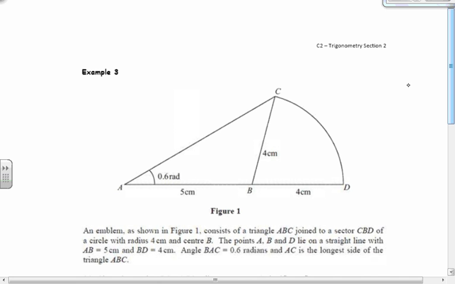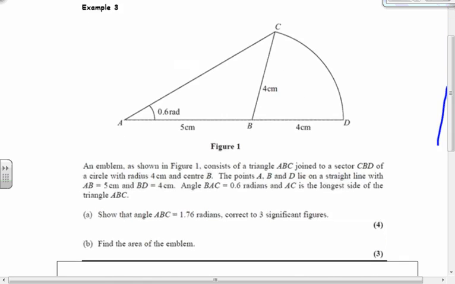C2 Trigonometry Section 2 Example 3. Here we have an emblem which consists of a triangle ABC joined to the sector CBD of a circle with radius 4 and centre B. That means that this side is 4 centimetres and so is this side. The points ABD lie on a straight line with AB being 5 centimetres and BD being 4 centimetres.